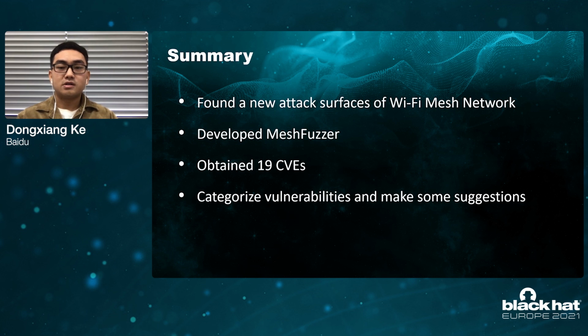In our research on Wi-Fi mesh, we discovered a new attack surface. Attackers can launch attacks on the devices in the mesh network during the mesh network build stage and network control stage. In this regard, we developed MeshFuzzer, which can automatically mine the security vulnerabilities introduced by vendors when implementing EasyMesh. In practice, we found some security issues and obtained 19 CVEs in the Wi-Fi mesh solution of the MT7915 chip. And we classified the vulnerabilities found and gave the corresponding repair suggestions.